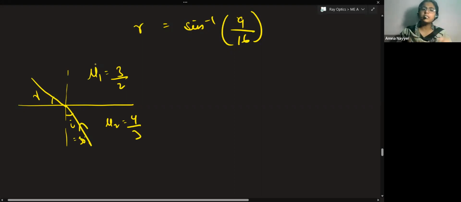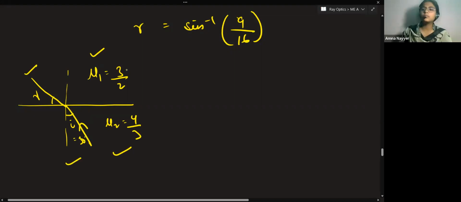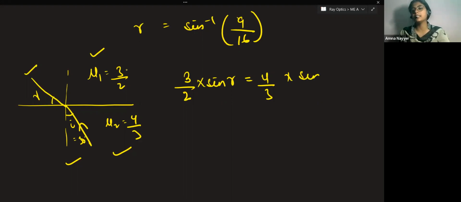But now calculations will get interchanged. No? What did we discuss? Refractive index multiplied by sine of angle is equal to refractive index multiplied by sine of angle. And this will keep on going. So here as well, refractive index is 3/2 for the second part into sine r is equal to refractive index 4/3 into sine 30.